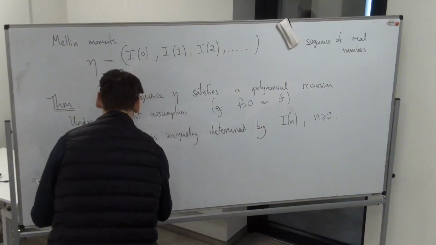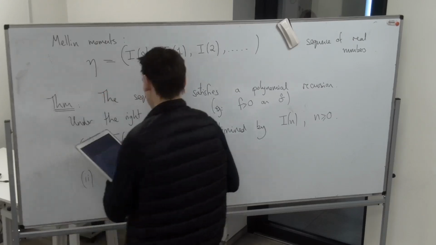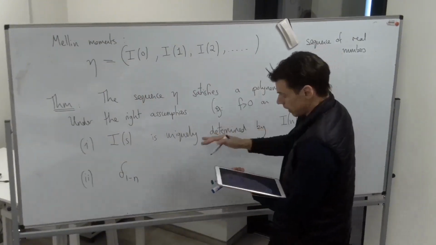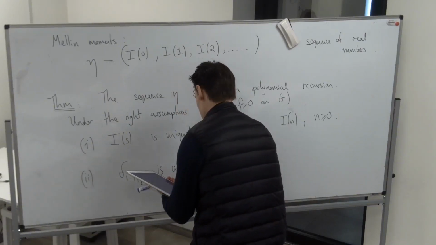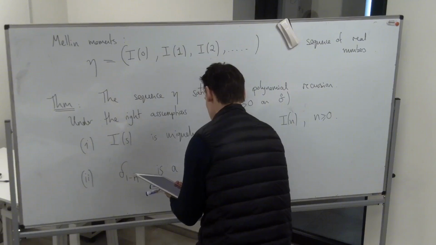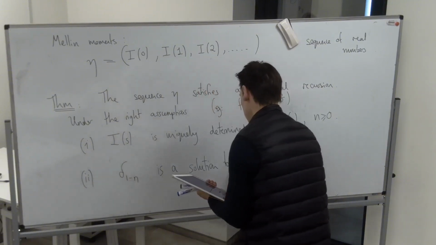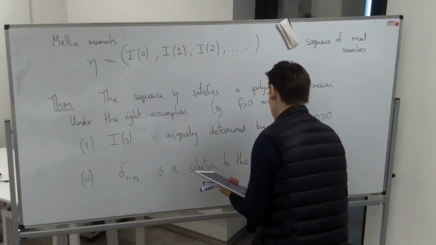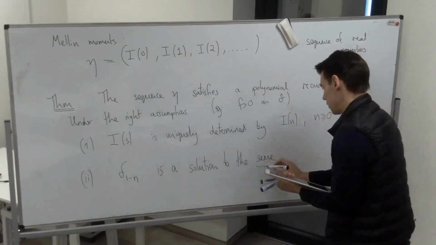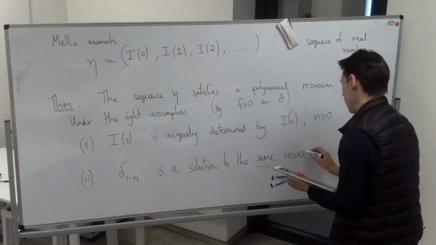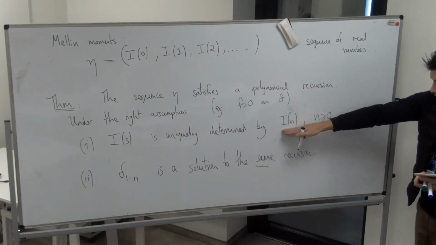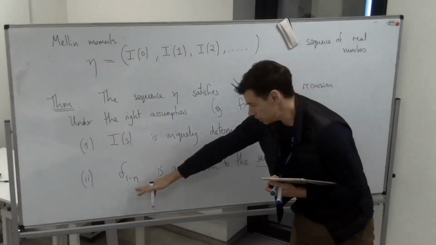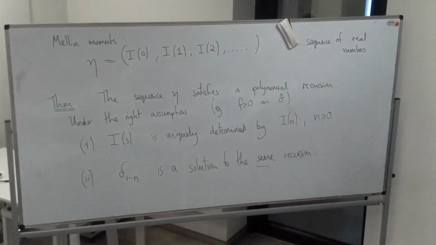And so the interesting thing is that we can also look at the diagonal sequence, but write it backwards. And the diagonal sequence is a solution to the same recursion. In other words, we have one recursion whose solution in the positive n is these Mellin moments, and has a solution in the negative direction, which is the diagonal. So what that means is something quite concrete.